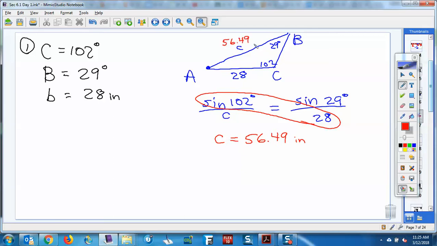Now remember, we have to find all of the missing pieces. Here's where rounding too early could get you in trouble, and I'm going to get a little picky about this. We have 2 other pieces of information to find. Angle A is easy. How do we get angle A? 180 minus 102 minus 29 is 49 degrees. Make sure you put a degree symbol on that. And the only other thing we're missing is little a. How can we find little a?